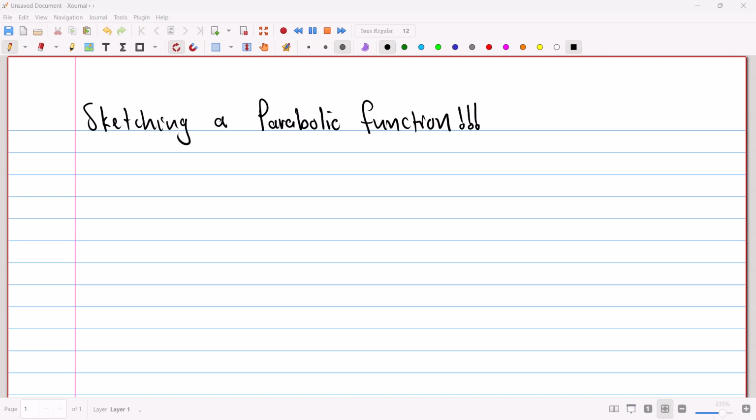So today we are going to be learning about sketching a parabolic function. That's what we're going to devote this lesson to. By the end of this lesson, you must be able to produce a sketch of any parabolic function with much ease. But before we begin, let's first understand what we mean by a parabolic function.